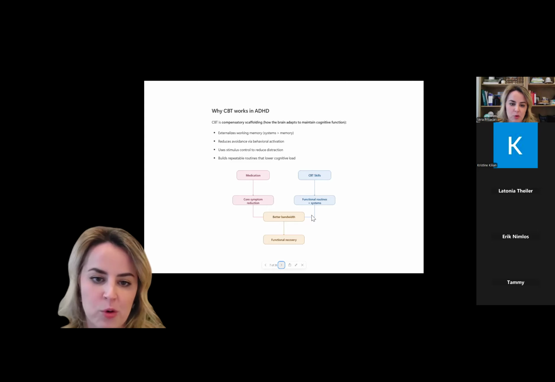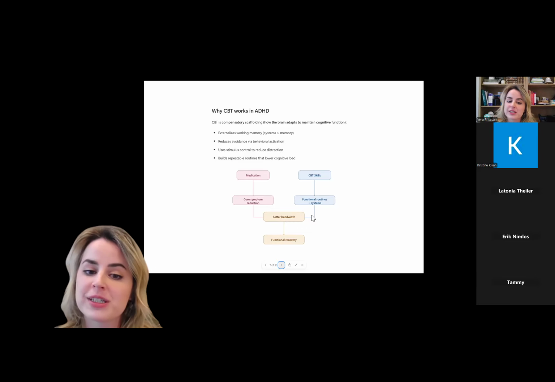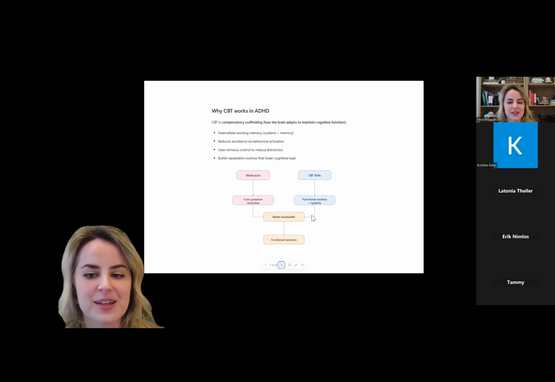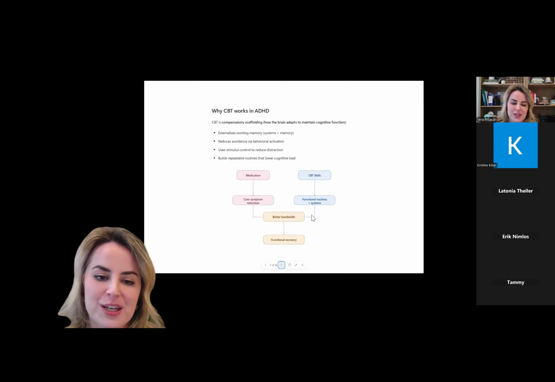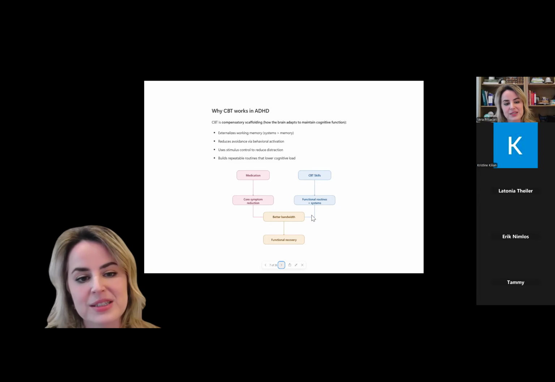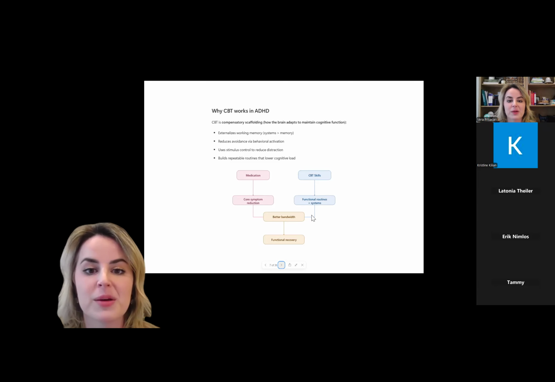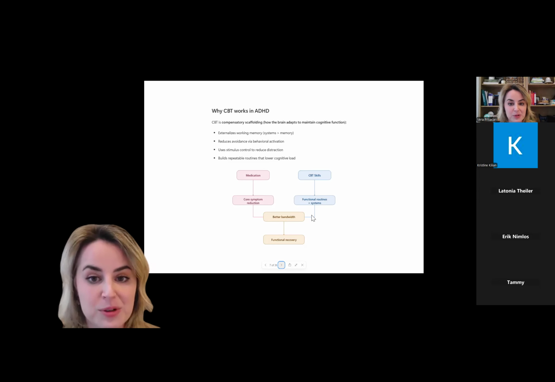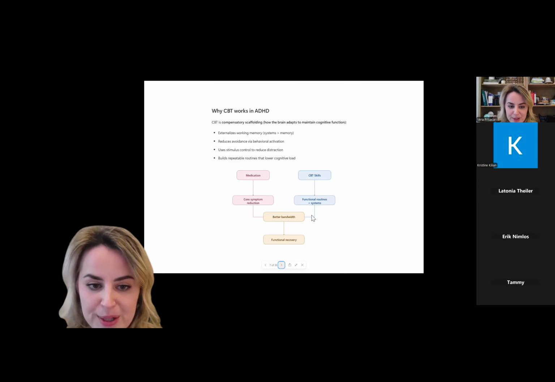So why does CBT work so well in ADHD? CBT provides compensatory scaffolding, which is a fancy way of saying that if your brain needs a little bit of help, it's creating an adaptation. It's creating an easier way for it to struggle less. So what we know with ADHD is our working memory is not perfectly reliable. So let's create a system so that we can externalize it and make it more reliable and predictable than just relying on ourselves to remember it.